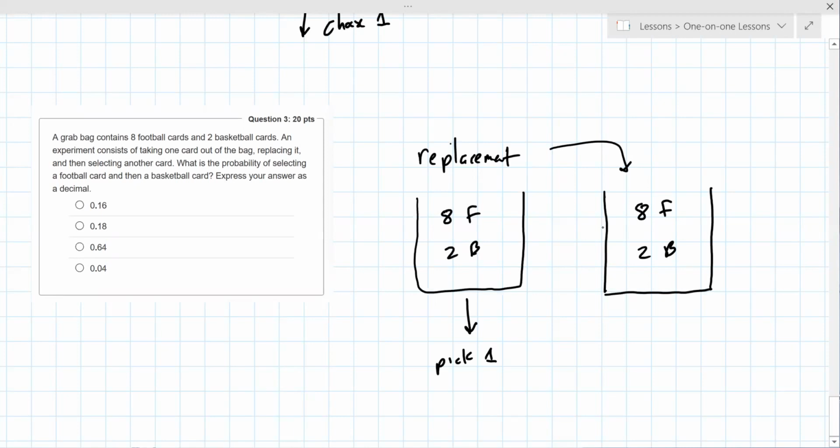No, it hasn't. If you replace it, it hasn't. But what if you don't replace it? Then it has changed. Okay.